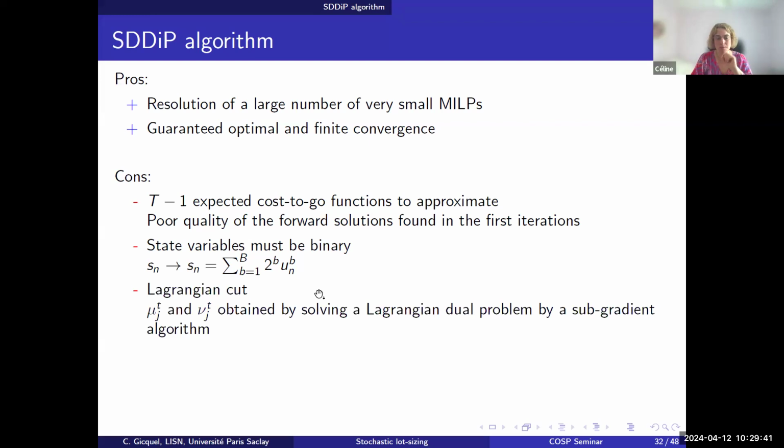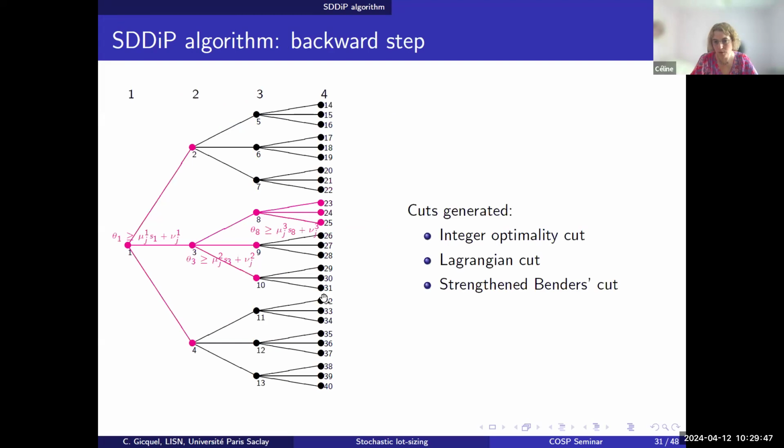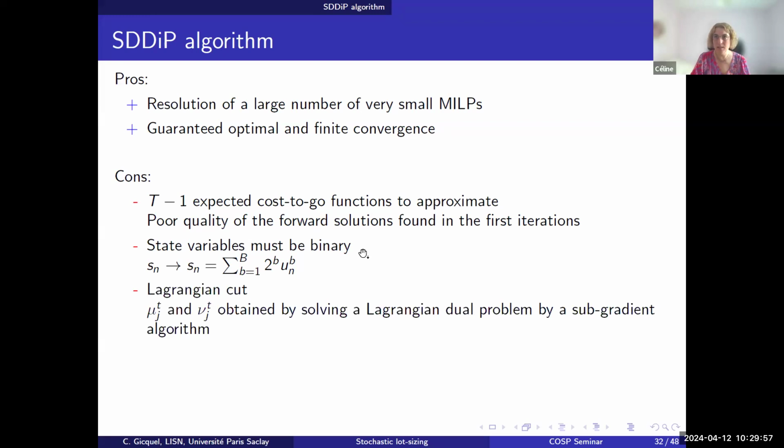Then the third difficulty comes from the need to generate Lagrangian cuts in the backward step. So if you remember well, I didn't go into every technical detail here, but among the cuts that need to be generated in the backward step, we have Lagrangian cuts. And these ones are very costly in terms of computation time to generate, because we need to solve a Lagrangian dual problem by a subgradient algorithm to get the value of the coefficients mu and nu here. So they are needed to have this guarantee of convergence, but numerically speaking, they are difficult to handle.